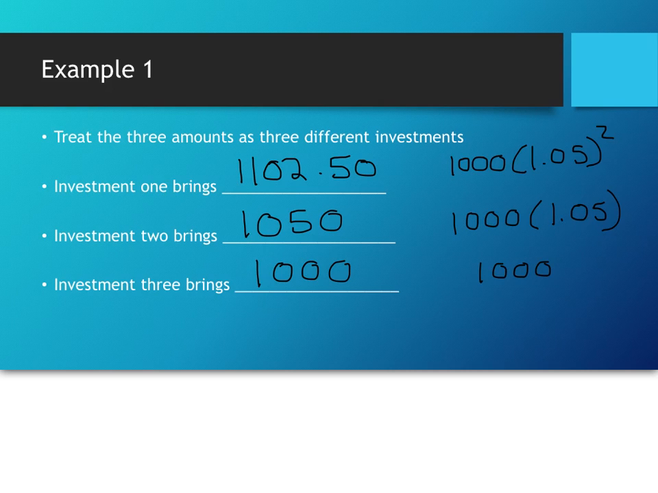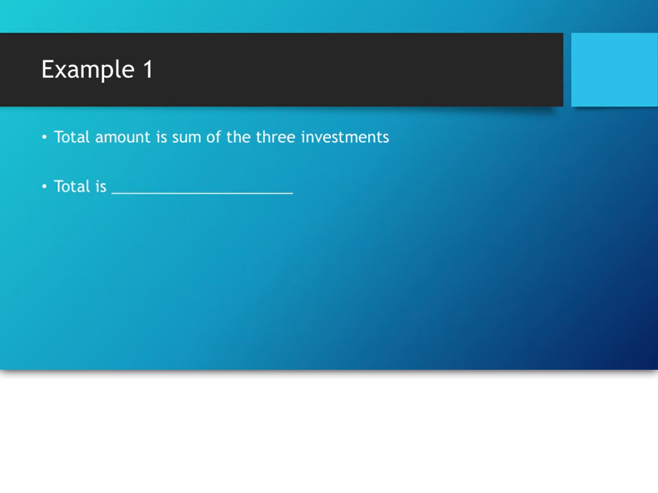So what you see here is that the total amount of the 3 investments, if we calculate that, is $3,152.50. So after 3 years of putting in $1,000 at the end of each year, you would have had $3,152.50. So in this slide, it's just the total sum of the three investments. We already said this.